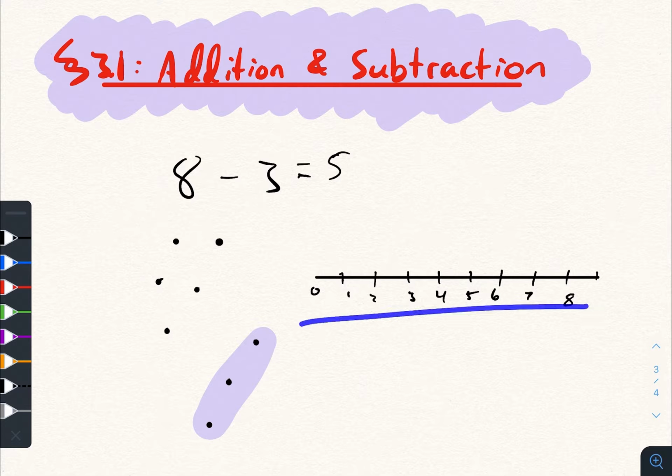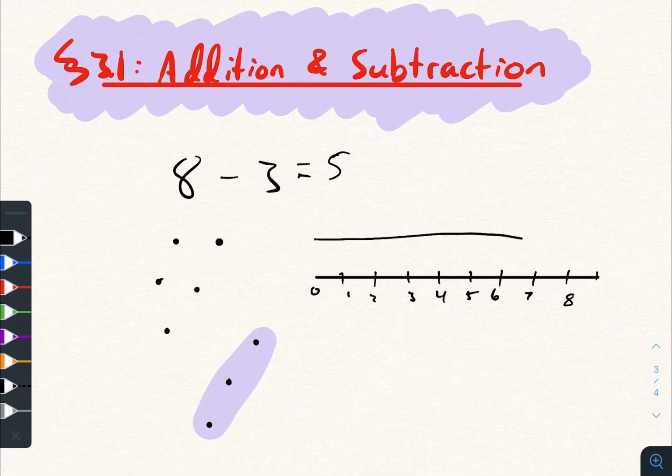You could visualize this with a number line as well. You could go up to 8 on a number line and then just go back 3. So you go forward 8 and then back 3. 1, 2, 3. And then where do you end up? You would end up at 5.